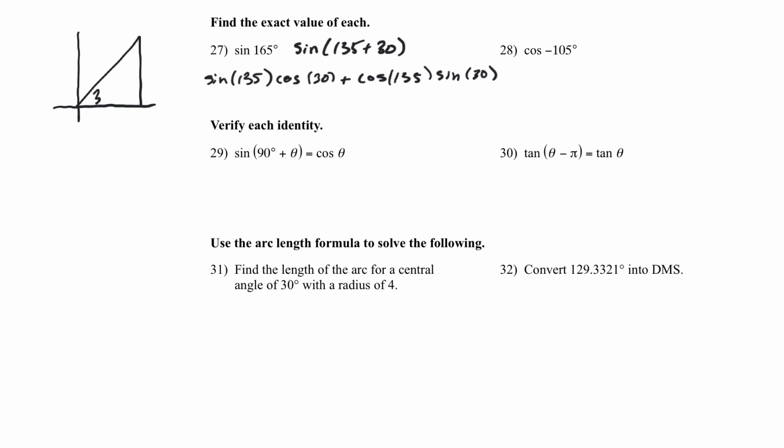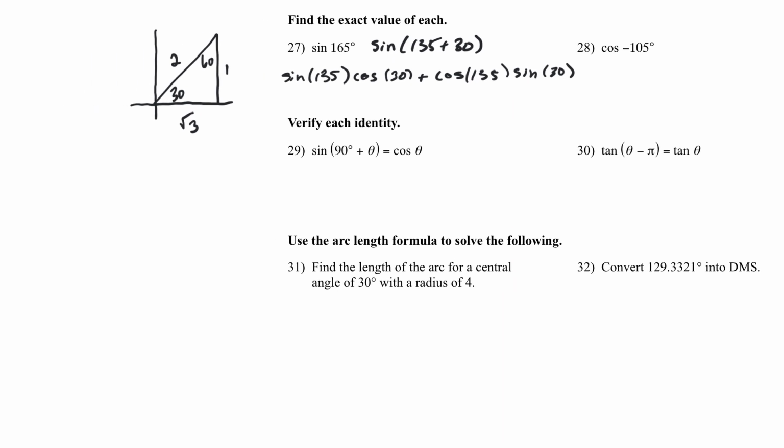So let's draw it. Here's 30 degrees. This will be the 1. This is your square root of 3 because this is your 60-degree angle. This would be my 2. Because I'm in the first quadrant, I don't have to worry about negative signs showing up. And sine is positive in the second quadrant. Let's just draw that to be safe.